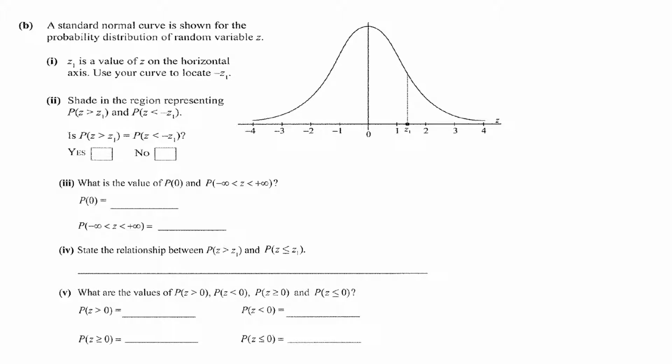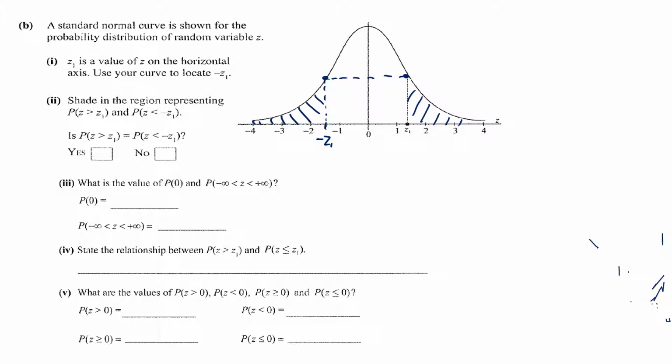So then this was a bit of a strange question, but it's good to see it. So a standard normal curve is shown for the probability distribution of a random variable Z. Z1 is the value of Z on the horizontal axis. Use your curve to locate Z1. So what we want to do, again, remember I'm not using a ruler, is go straight across and come down, and the point here that we identify that mirrors the same height as Z1 is minus Z1. And it says shade in the region representing Z is greater than Z1, so that's this part here, and Z is less than minus Z1, which is that bit here.